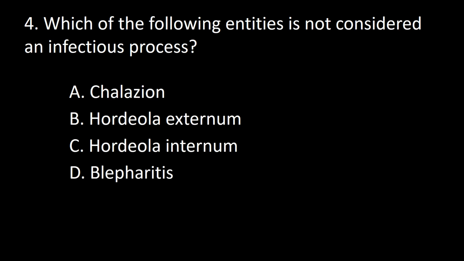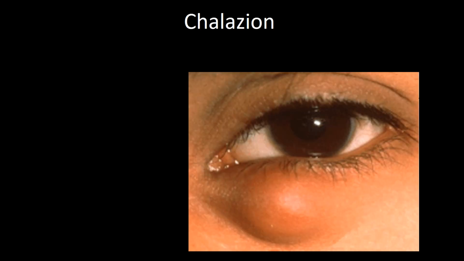Next question. Which of the following entities is not considered an infectious process? A. Chalazion. B. Hordeolum externum. C. Hordeolum internum. D. Blepharitis. Now we are going to mention a few conditions that affect the eyelids. The first of these conditions I want to mention to you is chalazion.